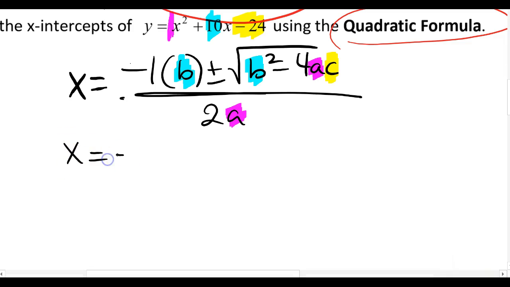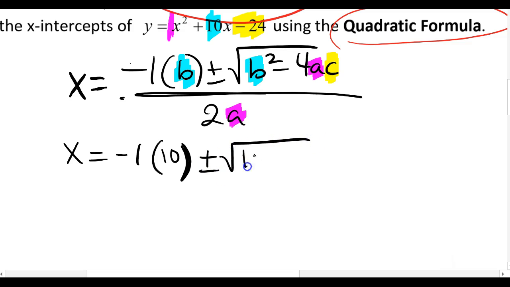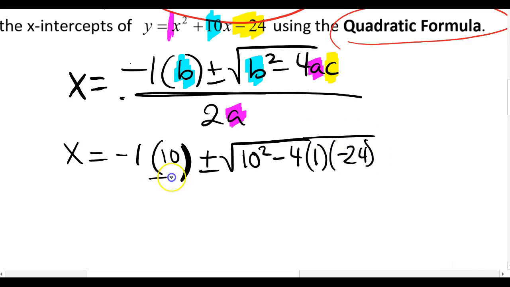So x equals negative 1 times b, which is 10, so we plug in 10, plus and minus square root of b squared, which is 10 squared, minus 4, remember it's always 4, times 1, which is our a, times c, which is negative 24. So remember, all you're doing is plugging in the numbers that you already know from your equation or your function. Then at the bottom, it's 2 times the a, which is 1. Okay?